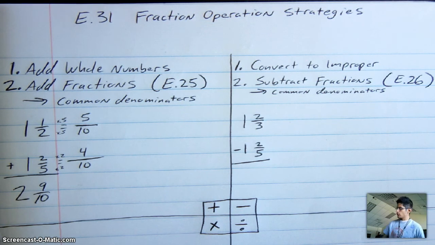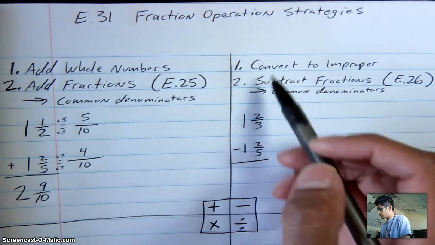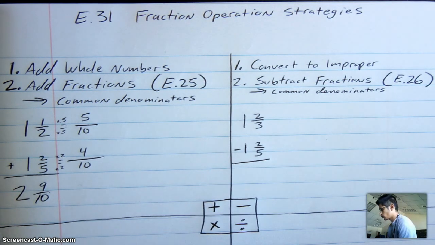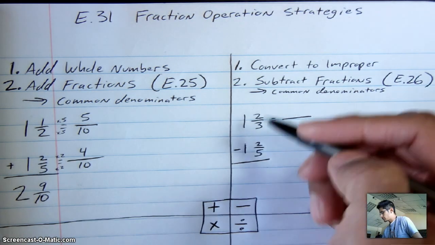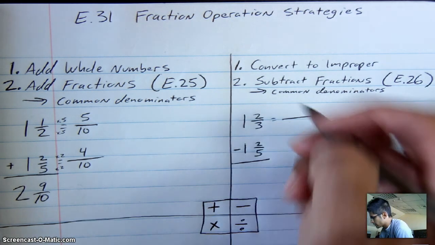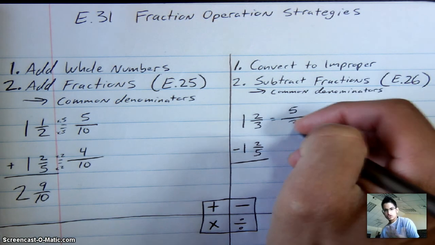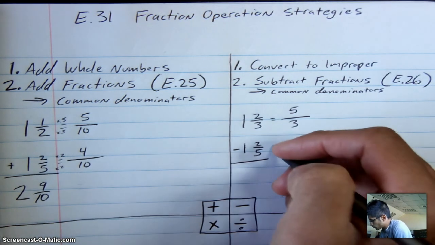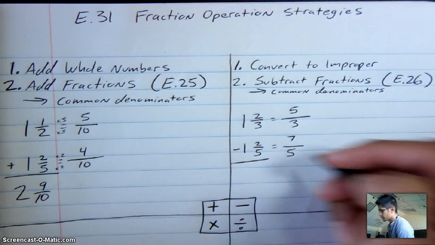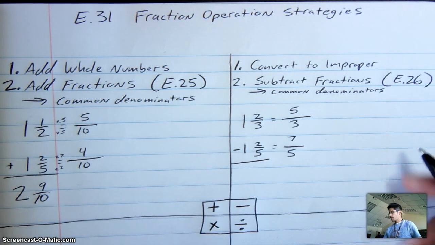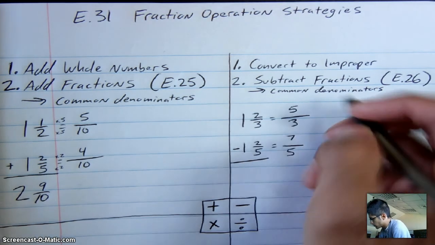Okay, for subtracting, if you have a mixed number, you always want to convert to an improper fraction first. So I have 1 and 2/3. And remember, to convert that, you're going to multiply the 3 times the 1 plus 2, and that'll give you 5/3. Or you can draw it out, of course. This one would be 7/5. Okay? So if you have mixed numbers, make them improper, and then subtract your fractions.